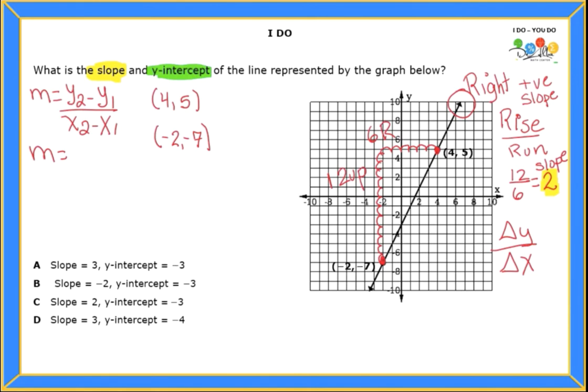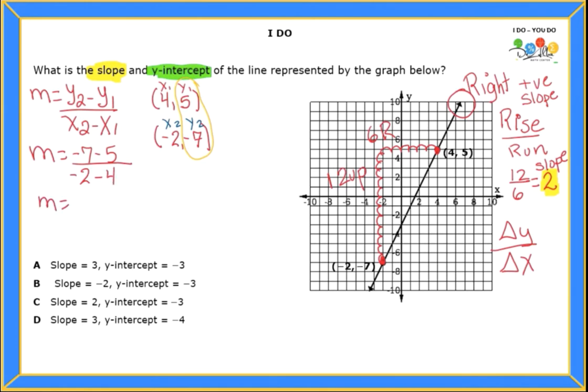Let's write some labels here. This is my x sub 1. This is my y sub 1, because it's my first point. This is x sub 2 and y sub 2. I tell my students to circle the y coordinate because that's the one that goes on the numerator. So let's start. Y sub 2 is -7 minus 5. X sub 2 is -2 minus x sub 1, which is 4.